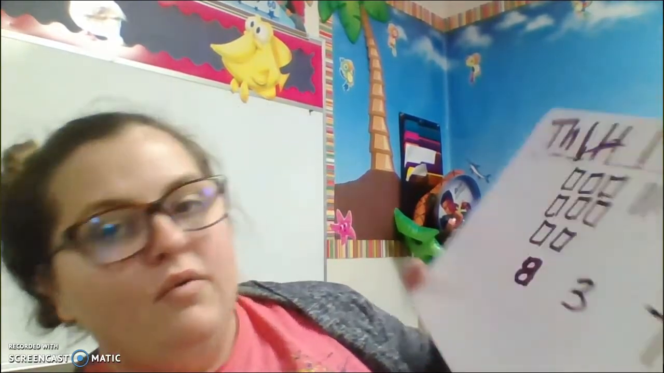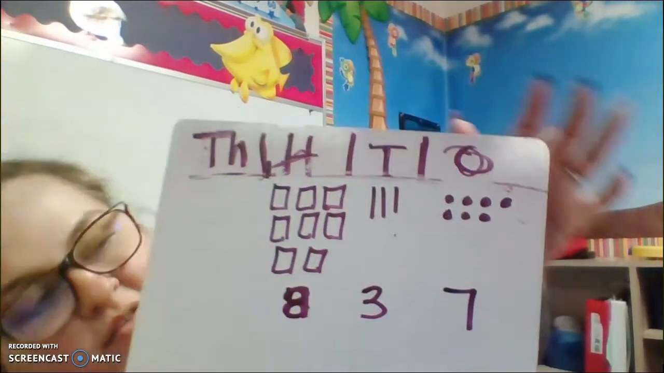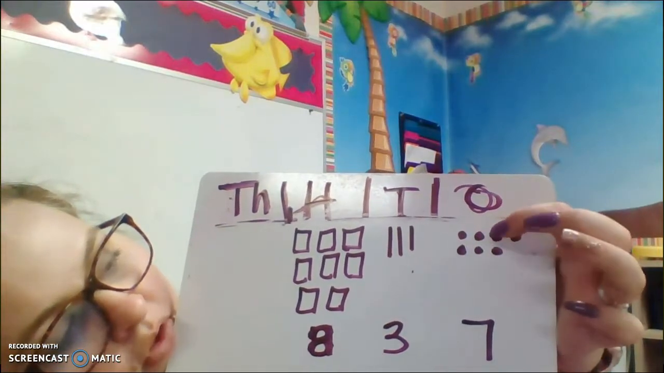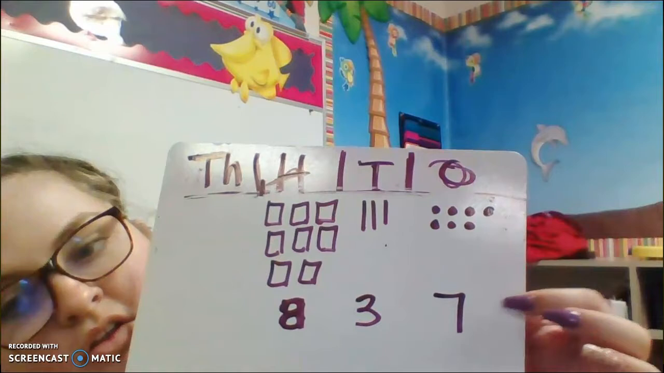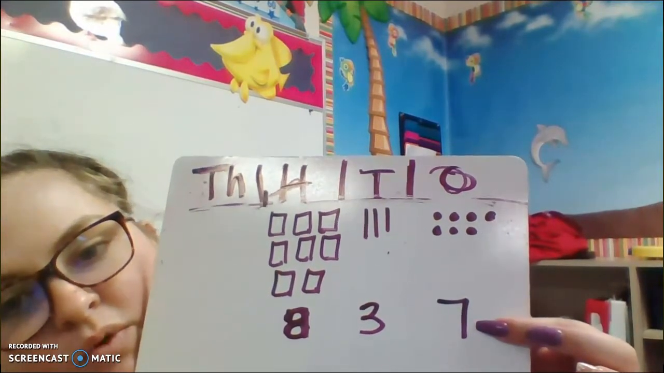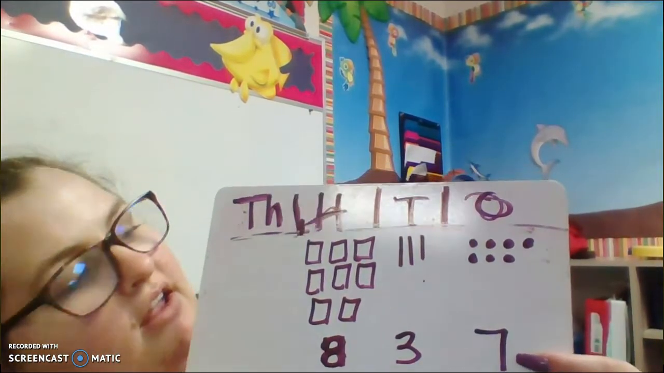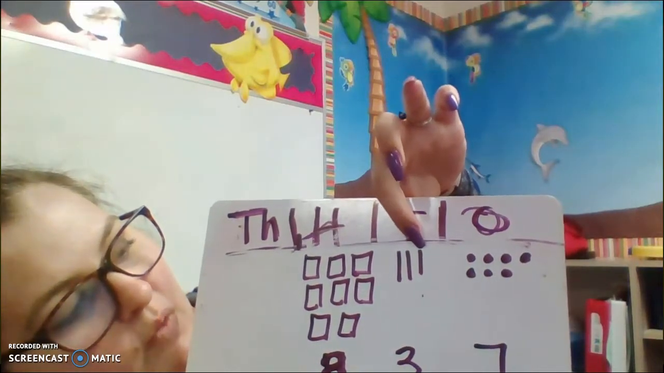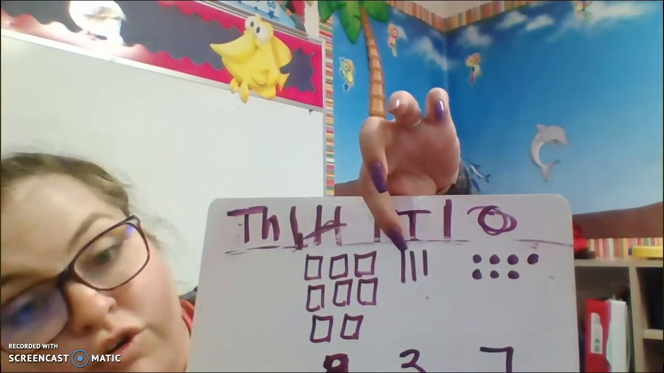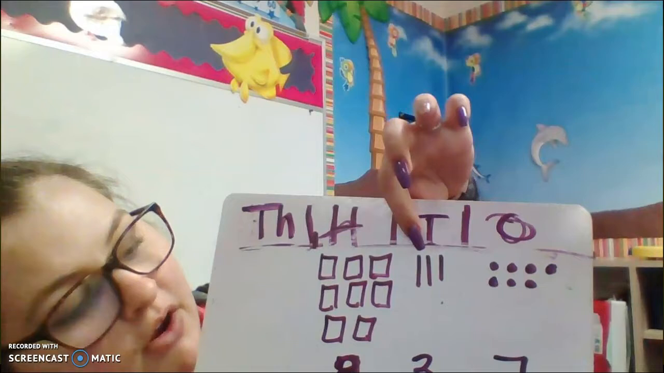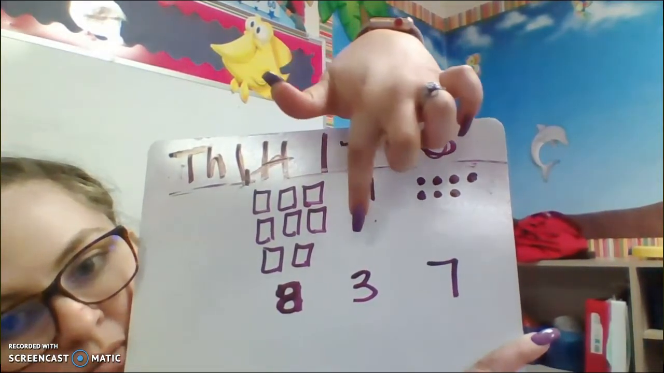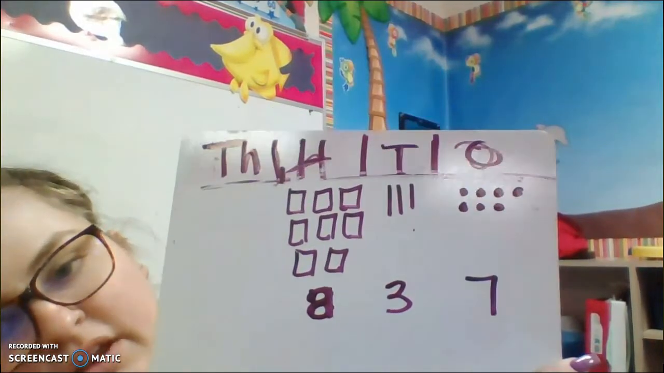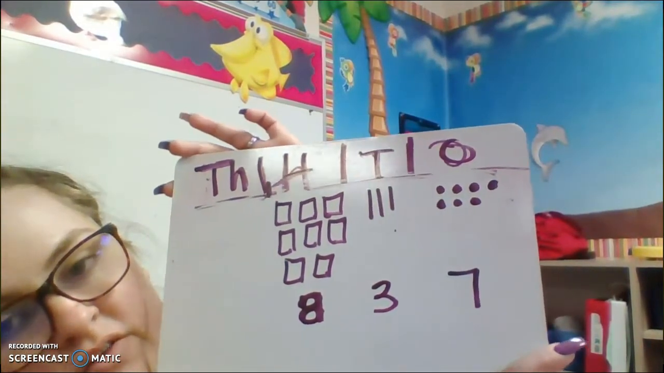Okay, welcome back. In the ones place, we have 7: 1, 2, 3, 4, 5, 6, 7. So we have 7 in the ones place. In the tens place, we have 1, 2, 3, which represents 10, 20, 30. So we have 3 in the tens place. Let me point to the right spot. 3 in the tens place. So we have 37 so far.